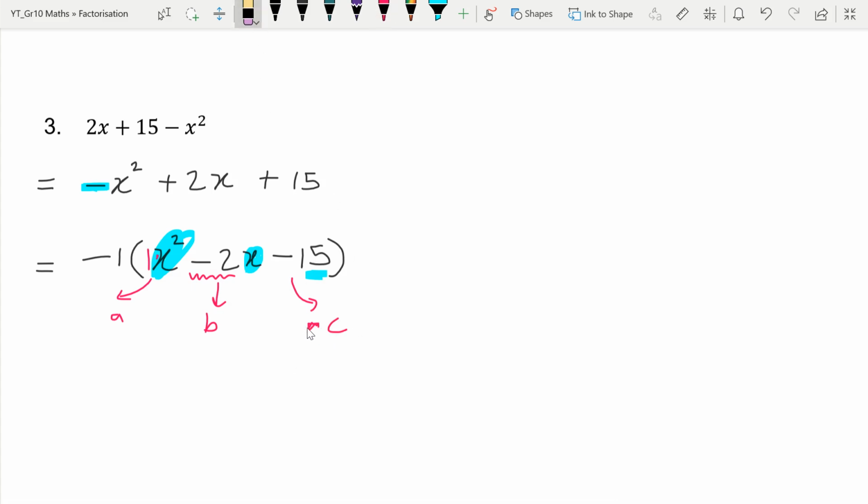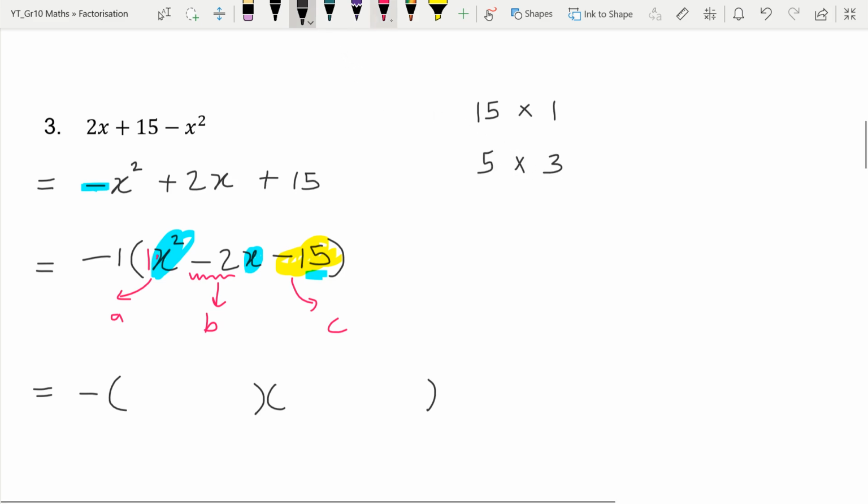All right, so we're going to factorize that. Don't forget about that negative in front that we need to tag along. It is important that we take that -1 out. What are we supposed to do? We are going to take the c value and get its factors. Don't worry about the sign. 15 times 1 and 5 times 3, and that's all. Now let's have a look. We need to see how we can add or subtract each of those factor pairs in order to get us back to the middle term of -2.